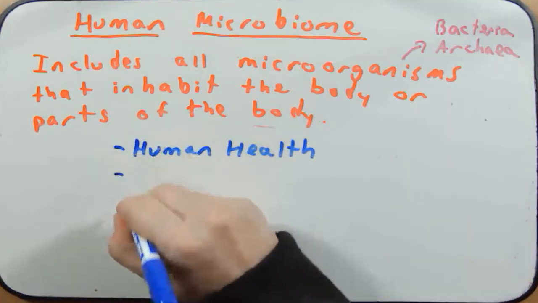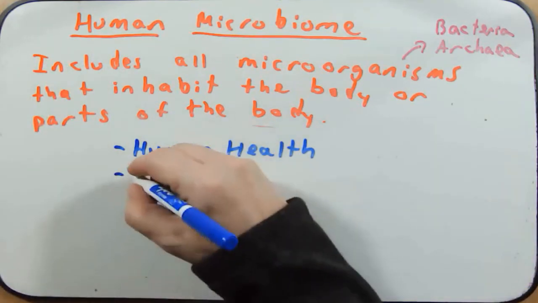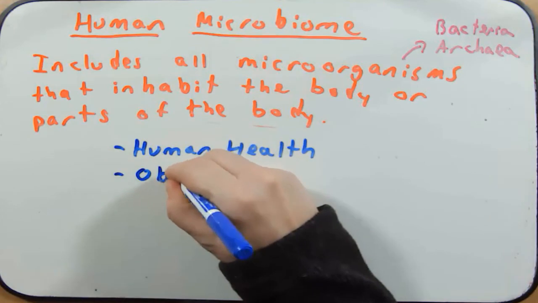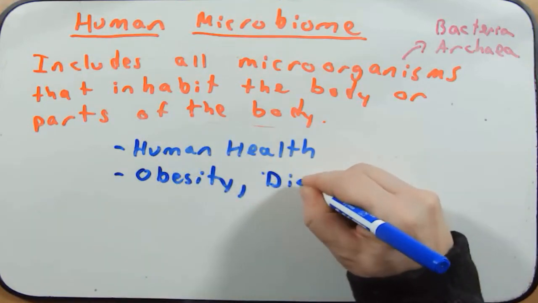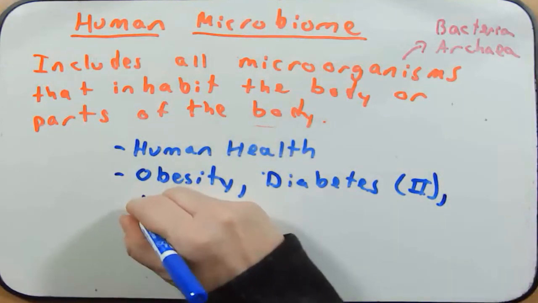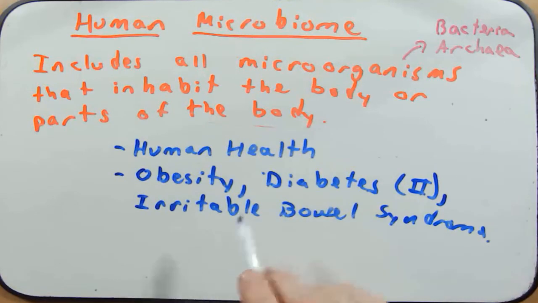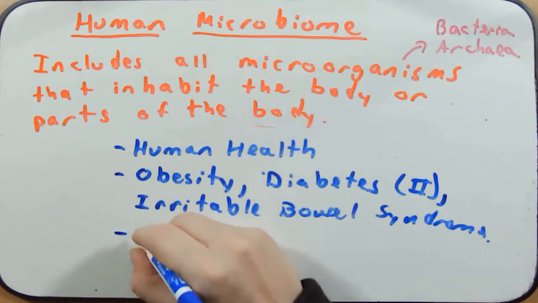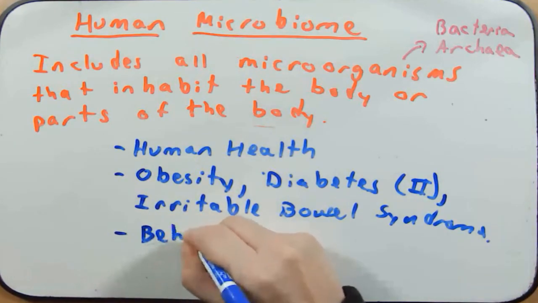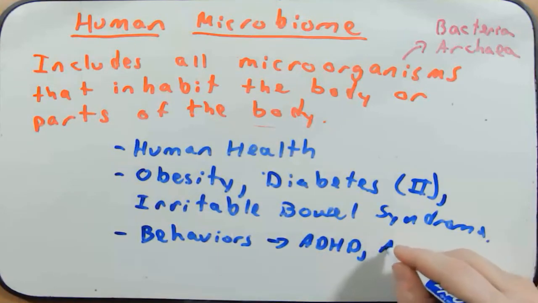We're also learning that depending upon the types of microorganisms that make up the human microbiome, they can be linked to things like obesity, diabetes, that is type 2 diabetes, irritable bowel syndrome. The microorganisms that make up our human microbiome are also linked to certain kinds of behaviors, such as ADHD and even autism.